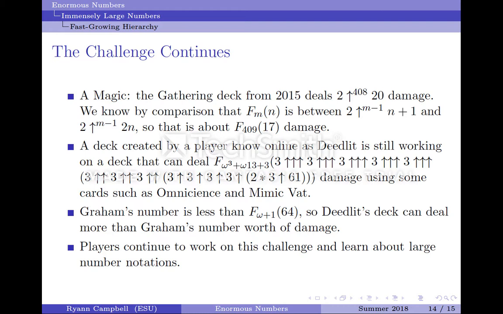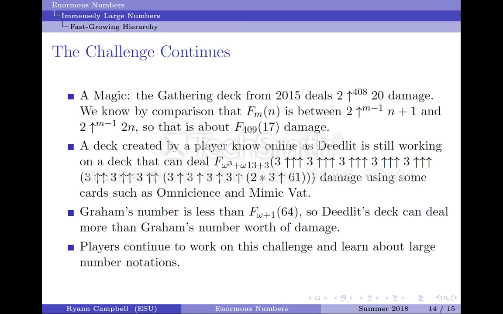Deedlit was able to do F with an index of omega cubed plus omega times 13 plus 3 of, I'm not even going to read that. We have so many up arrows and 3s, and if you notice, that's all in parentheses. That's the n. So we have some infinite ordinals for our index, and then a number with a ton of up arrows for n. And that's just going to be so ridiculously large. He's actually still working on it. About 2 months ago was his last post. But he and some other Magic the Gathering players have been working on it online.